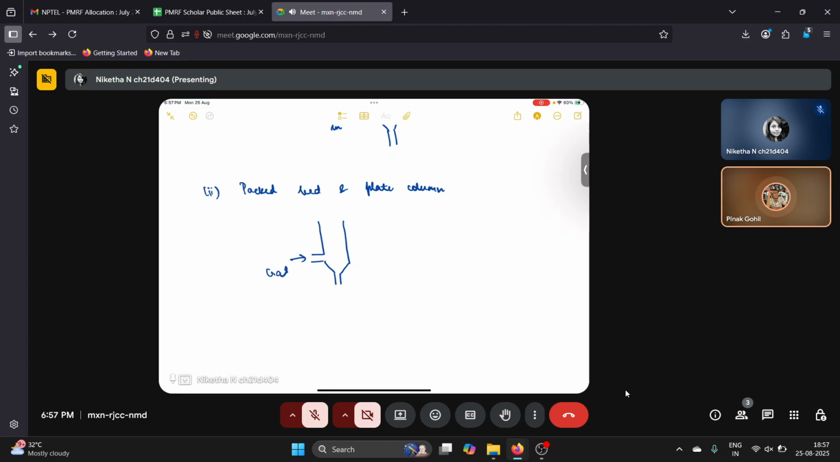Ma'am, I think in packed bed there is more space. No space. More space. I mean, it is like horizontal, a little bit. I don't get you. How do you say there is more space?